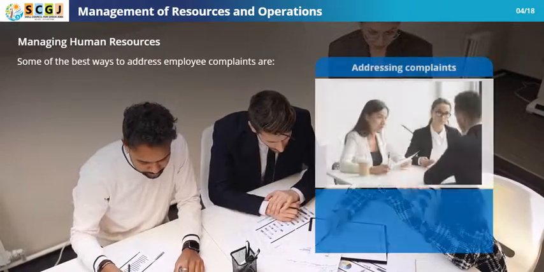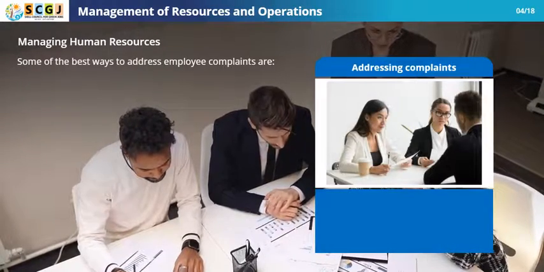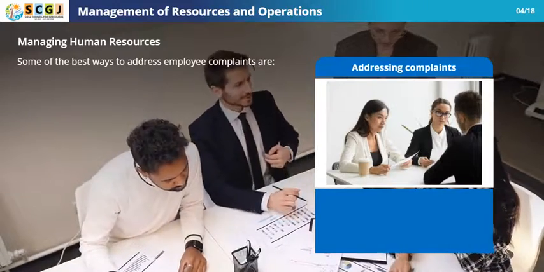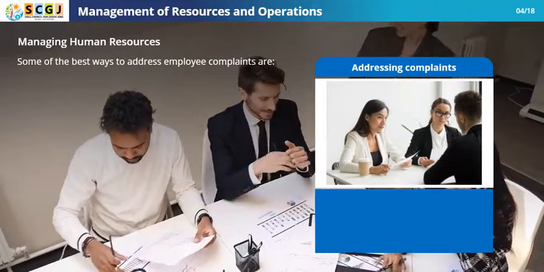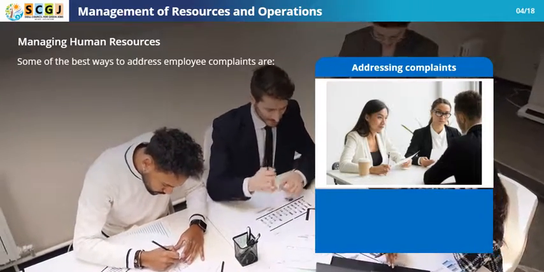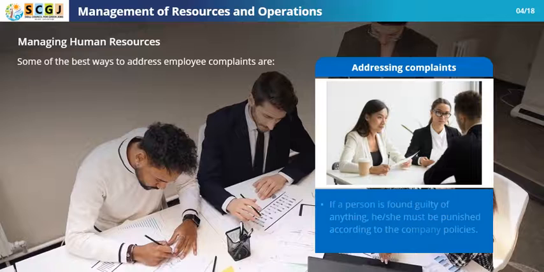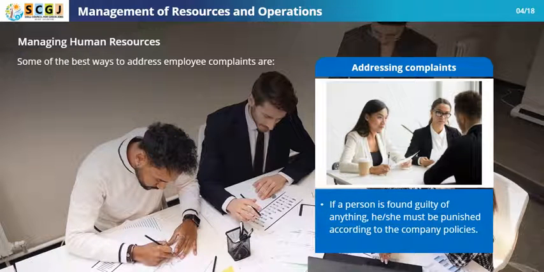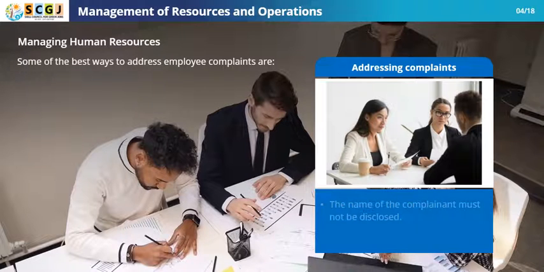3. Addressing complaints. After categorizing the complaints and assigning them to the related authorities, the most important step is to investigate these complaints. If a person is found guilty of anything, he or she must be punished according to the company policies. The name of the complainant must not be disclosed. No innocent should be punished due to a false complaint.